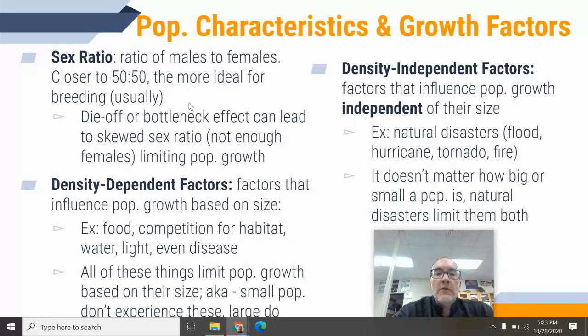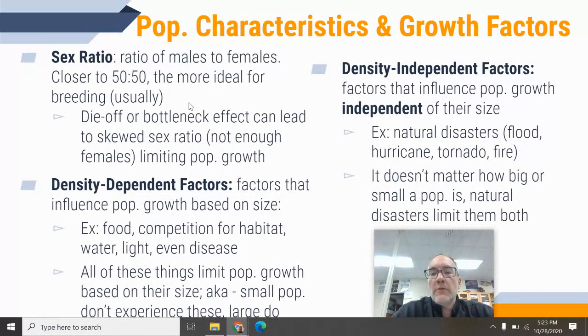Density dependent factors. What are those? Those are the factors that influence a population's growth based on its size. So the more individuals in that given area, there'll be more competition for habitat, for food, for light, and there'll be more diseases. All of these things can limit population growth based on their size.